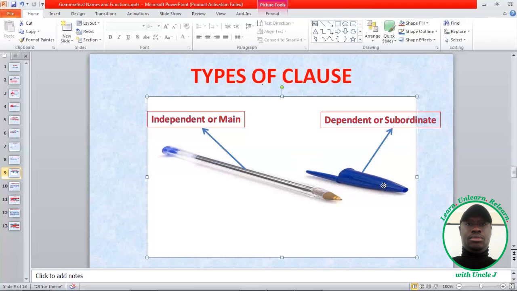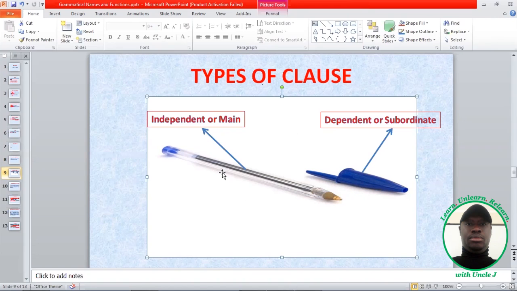It simply means that the cork needs the pen to survive. That means without the pen, this cork will be useless in terms of writing. So that makes this pen the main clause, the main part of the sentence, that does not depend on anything. This pen does not depend on this cork to write. So that makes this pen the independent or main clause. The cork here is dependent on the pen to have a meaning. The cork here, without this pen, will be useless in terms of writing.